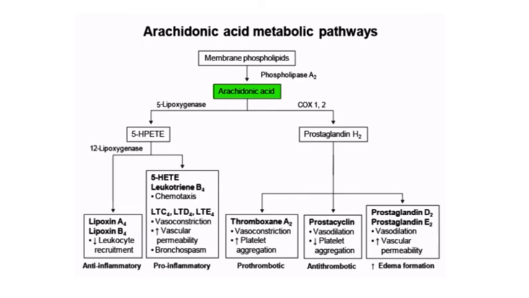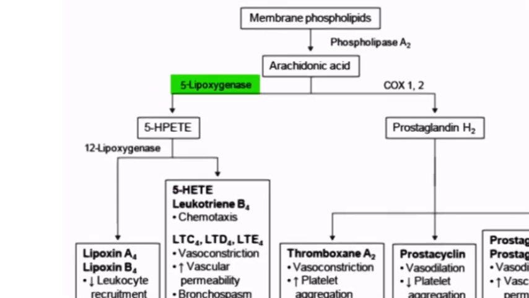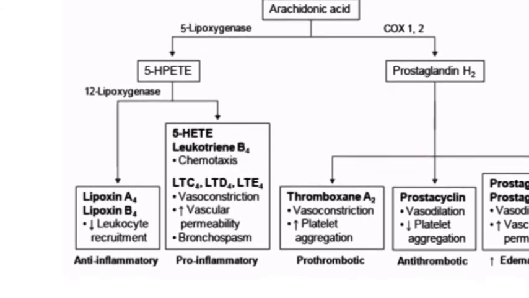Arachidonic acid is also metabolized by the lipooxygenase pathway to produce leukotrienes. Leukotrienes mediate smooth muscle contraction and neutrophil chemotaxis.